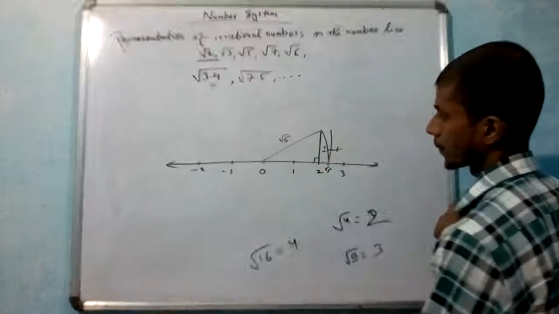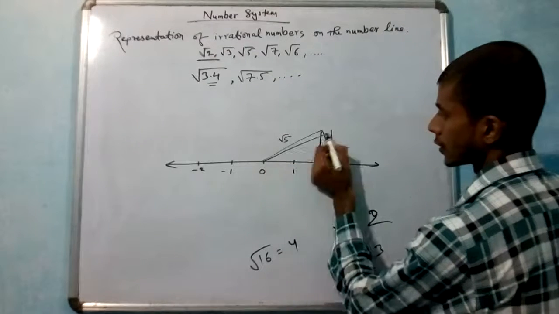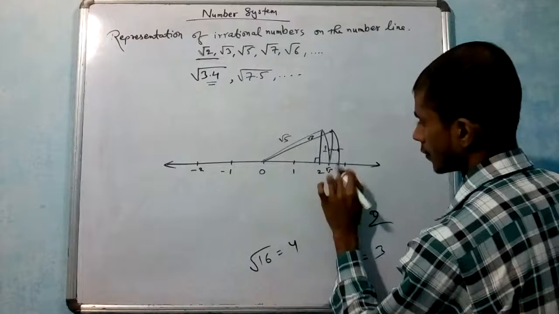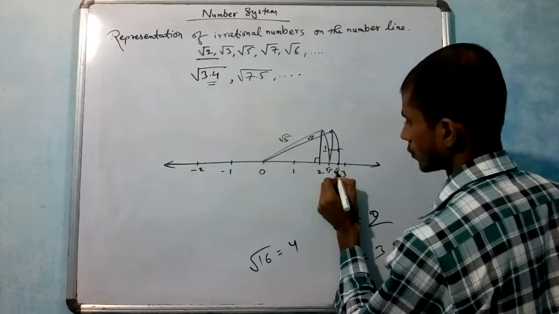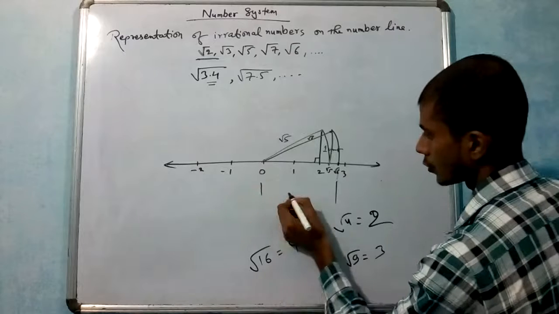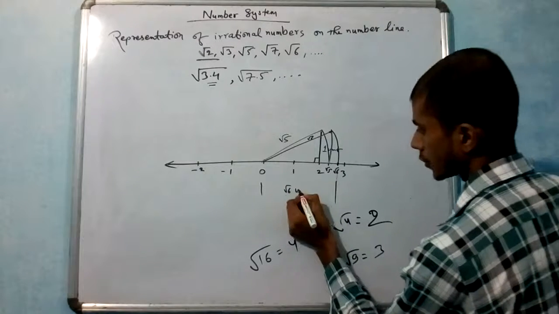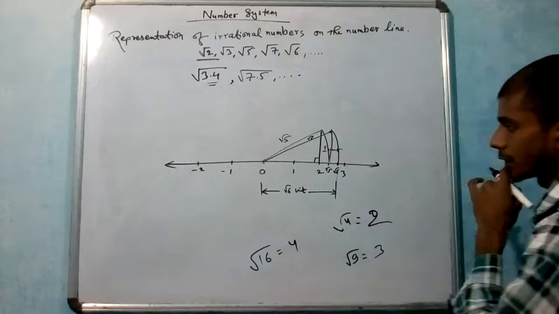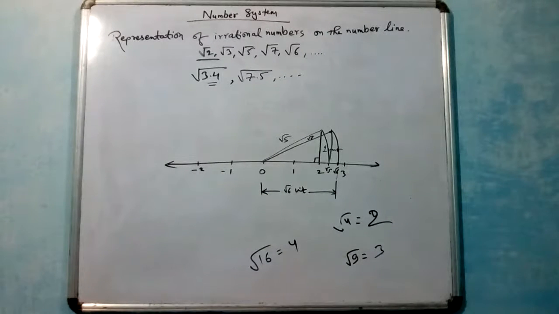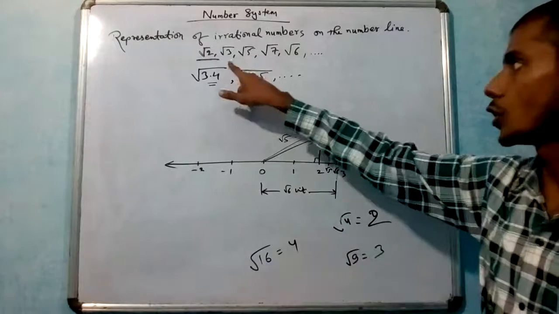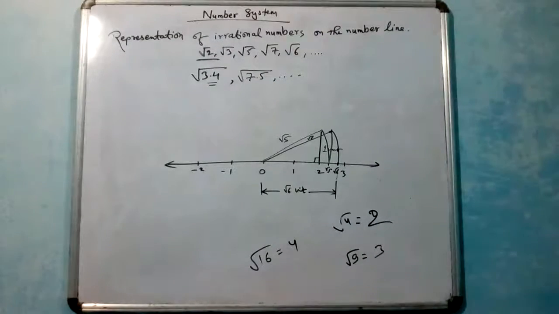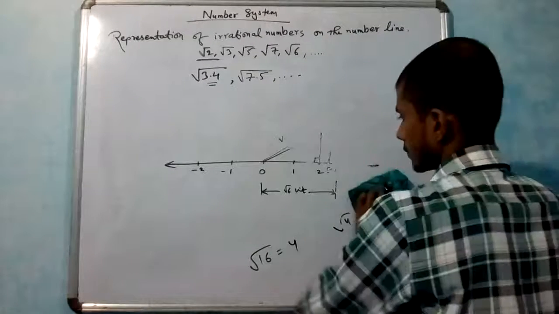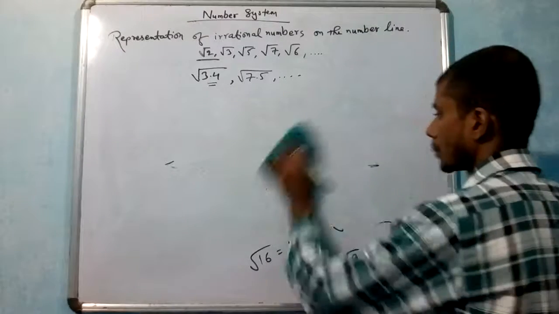And then draw a perpendicular again, and join this. This is root 6. So we got the root 6 value. This way, this is 0 to root 6 units. Like this we can represent, okay? For representing root 5, no need to represent root 3 and root 2. Clear?